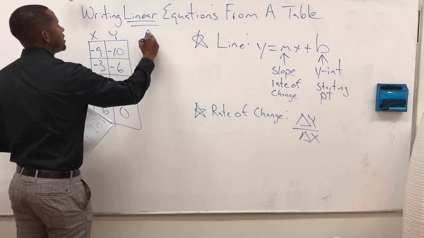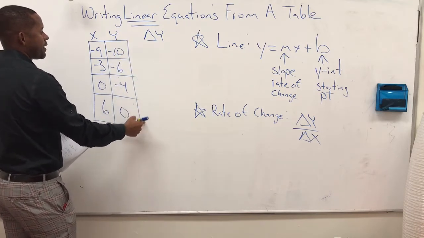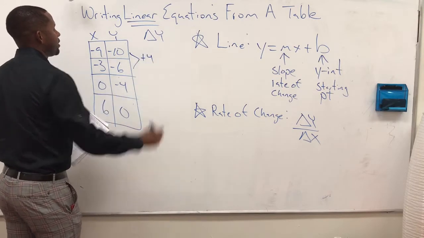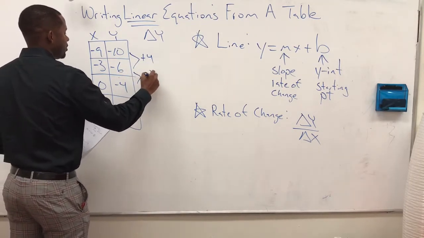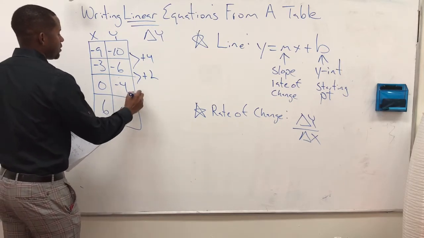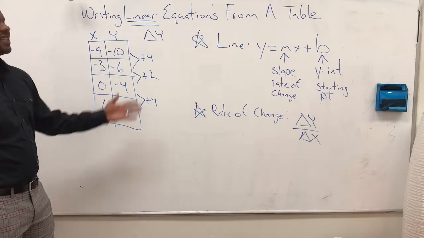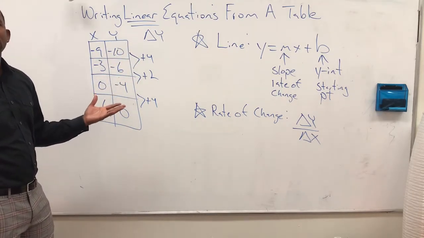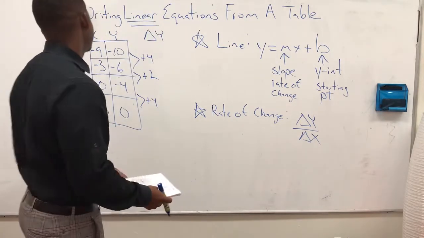Find the rate of change and see, well, what's the difference? How do I find the change in y? I look at how my y values are changing. To go from negative 10 to negative 6, I go plus 4. To go from negative 6 to negative 4, I go plus 2. To go from negative 4 to 0, I go plus 4. You're looking at this, like, oh man, these rates of change are different. You're right, they are. But we're going to notice something that's going to make that all right.